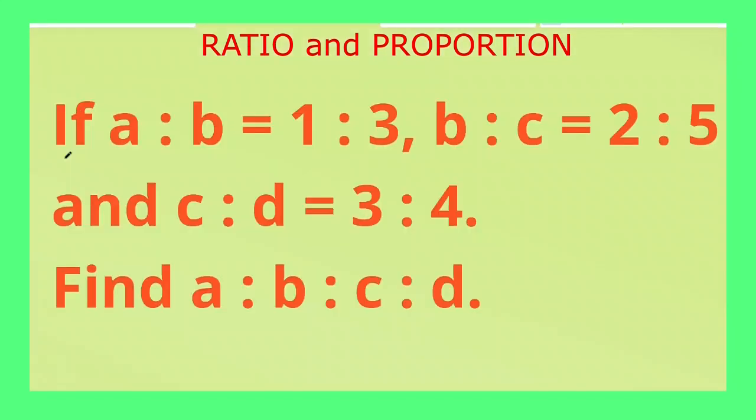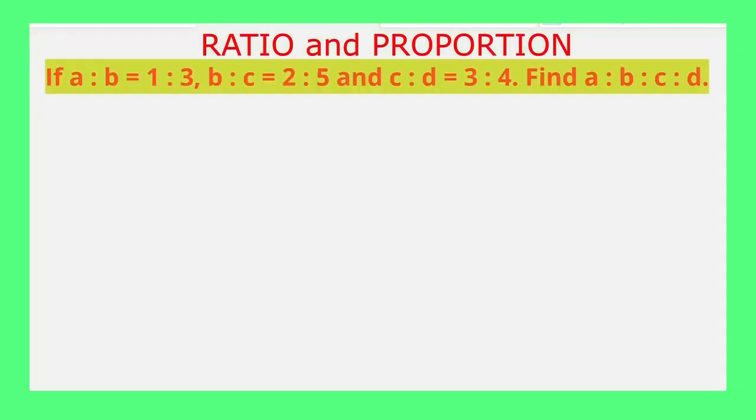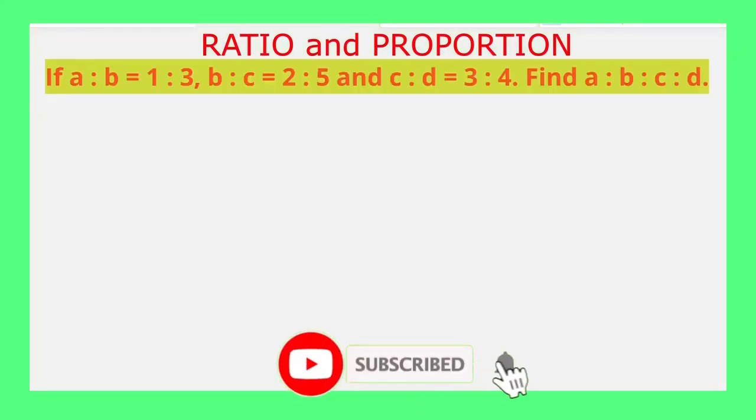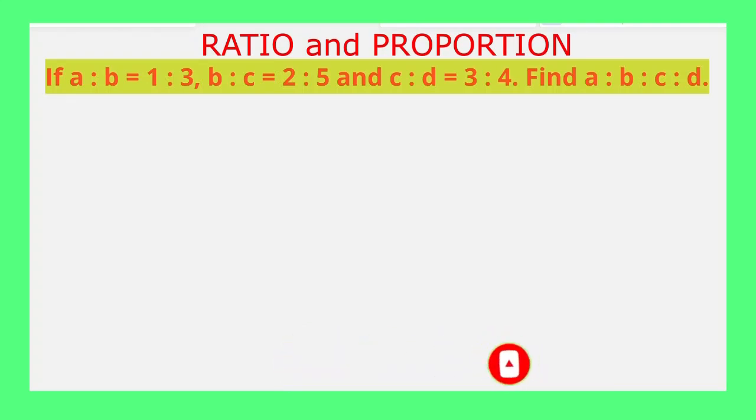Our question is, if A ratio B equal to 1 ratio 3, B ratio C equal to 2 ratio 5 and C ratio D equal to 3 ratio 4, find A ratio B ratio C ratio D. We solve the question like this. We have been given A ratio B, B ratio C, C ratio D, and we are asked to find A ratio B ratio C ratio D.